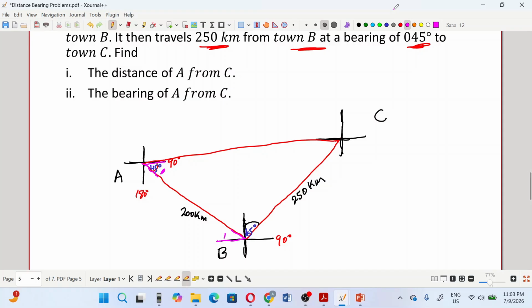So if there is 45, then this is also going to be 45 degrees, right? And the whole of this is supposed to be 90 degrees. So if half of it is 45, then the remaining part here is also 45 degrees. So 45 plus 45, we have 90 degrees. So we've now been able to establish that this part is going to be 90 degrees, right? So meaning we have a right-angled triangle.